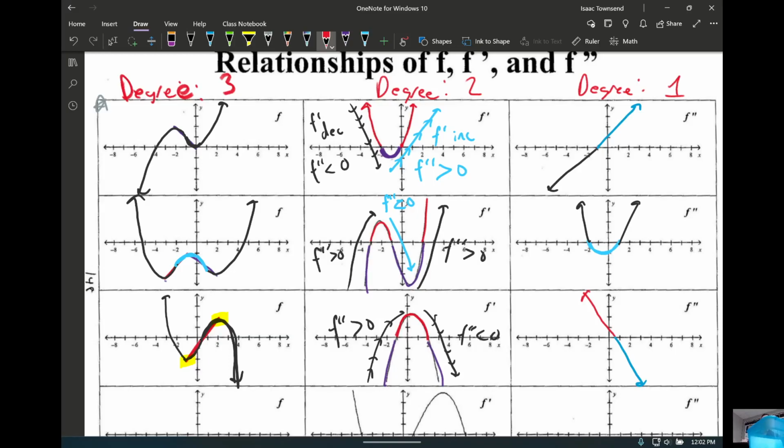So do you see how there's 1 less turning point each time? 3rd degree, derivative becomes 2nd degree, derivative becomes 1st degree. This one's probably a 4th degree because it's got 3 turning points. So its derivative would probably be a 3rd degree with 2 turning points, and its derivative would be a quadratic with 1 turning point. The degree goes down 1 each time. This looks like a 3rd degree, so its derivative should be a parabola, and its derivative should be linear.